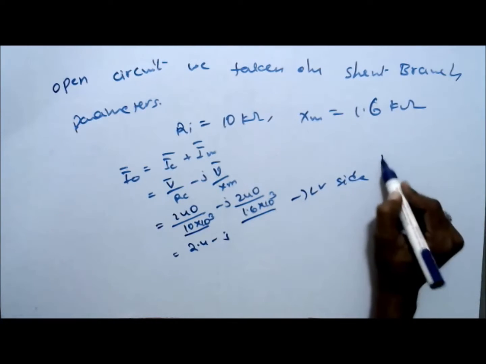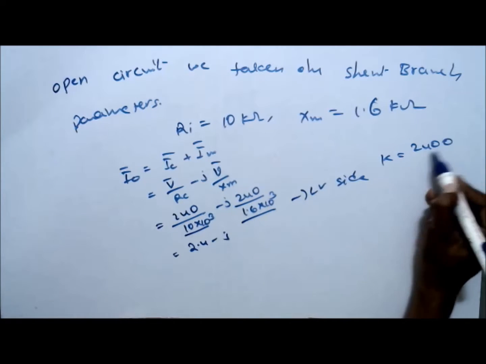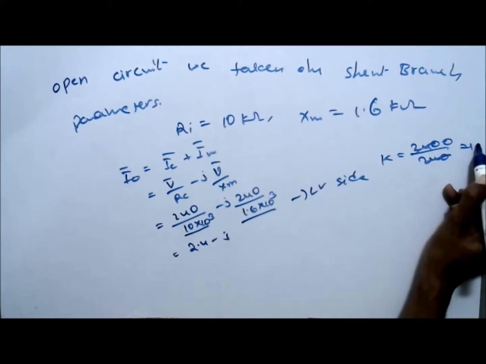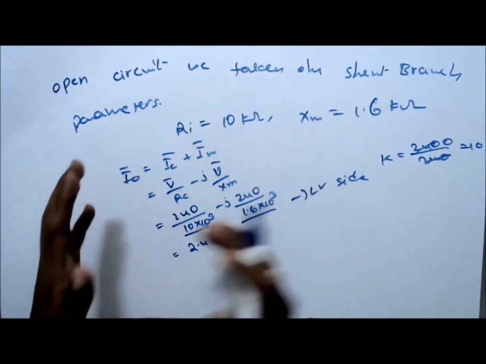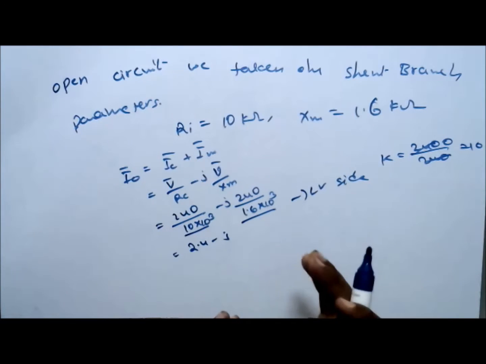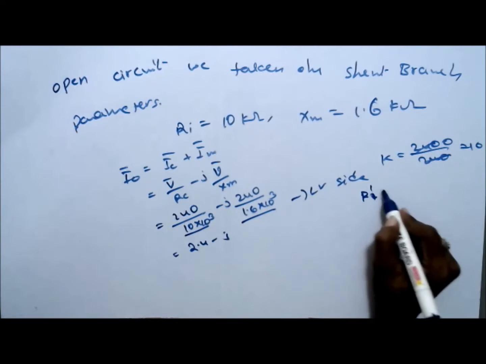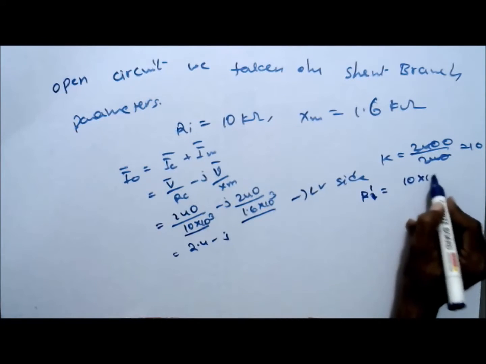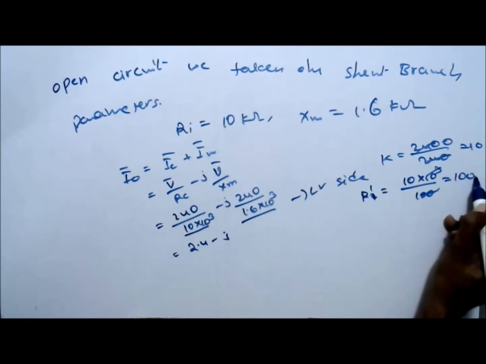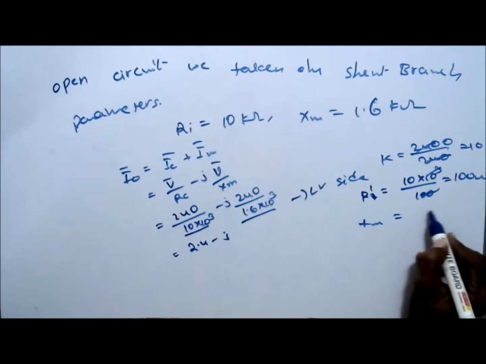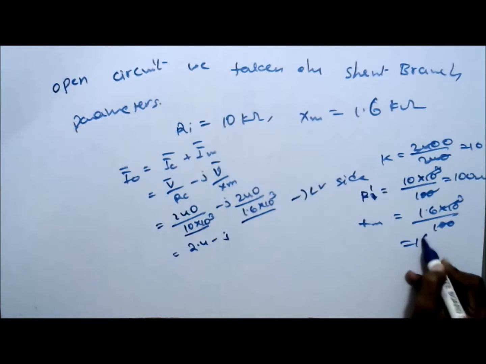So what is the K value we have to find? K is equal to 2400 divided by 240, that is equal to 10. For the LV side we have to divide, which means we have to reduce the resistances or impedances. So R1 dash is equal to 10 into 10 power of 3 divided by 100, that is equal to 100 ohms, and Xm is equal to 1.6 into 10 power of 3 divided by 100, that is equal to 16 ohms.